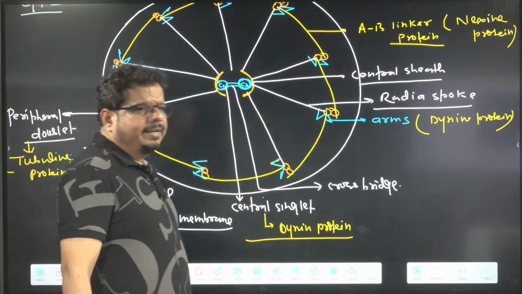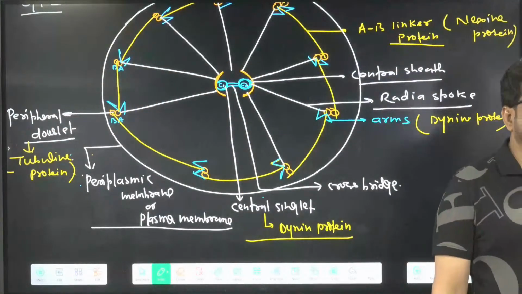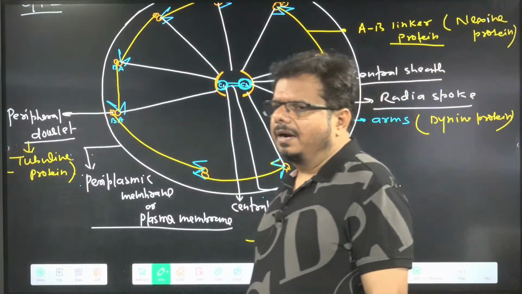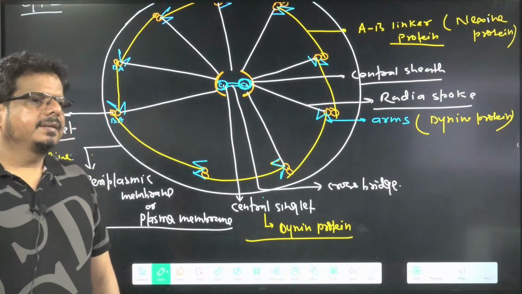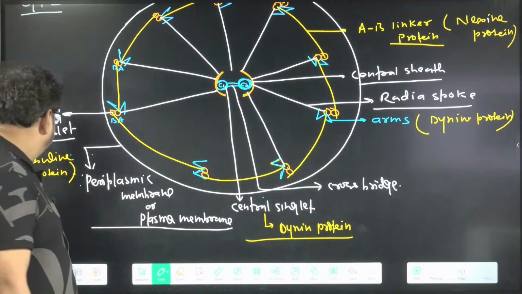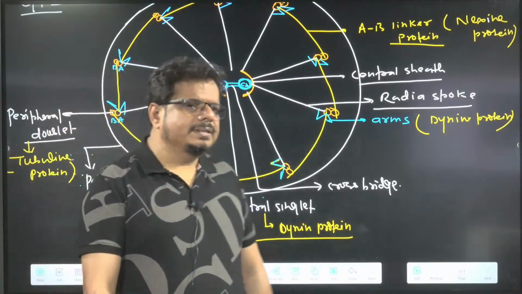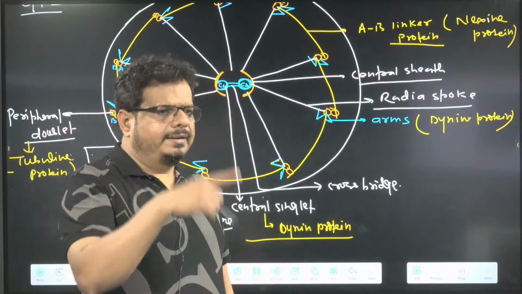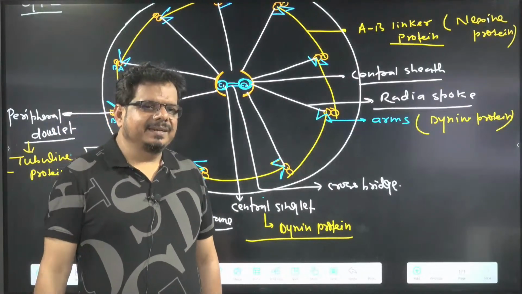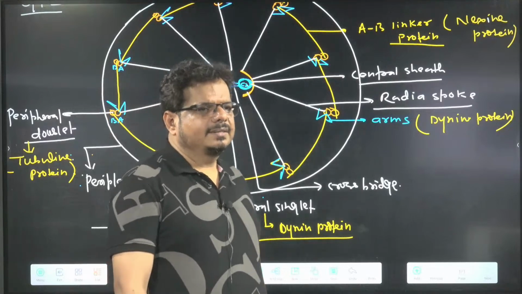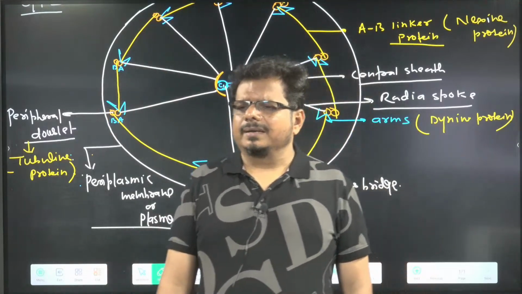So which protein is there? You got the idea. AB linker has nexine protein, right? Arms have dynein protein. Peripheral doublet has tubulin protein, and central singlet also has dynein protein. So at two places dynein protein is there. In the entire doublet, who is there? Tubulin protein is there.